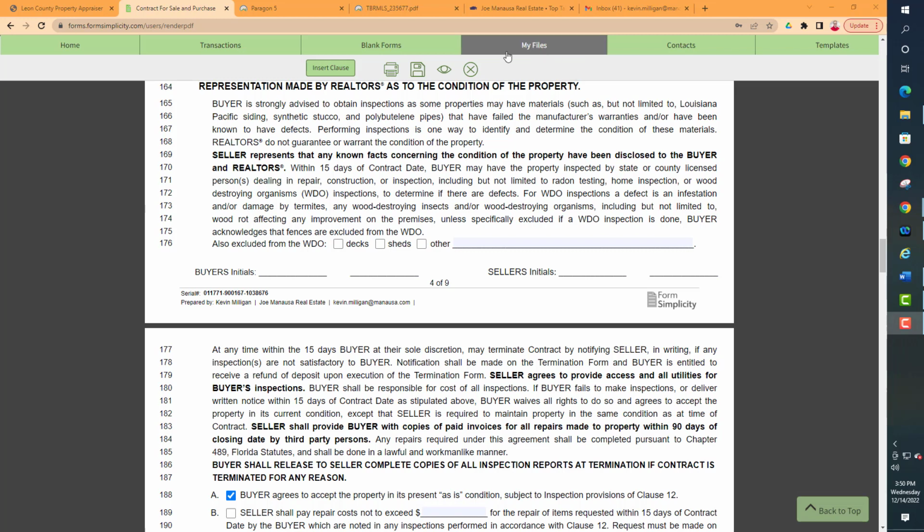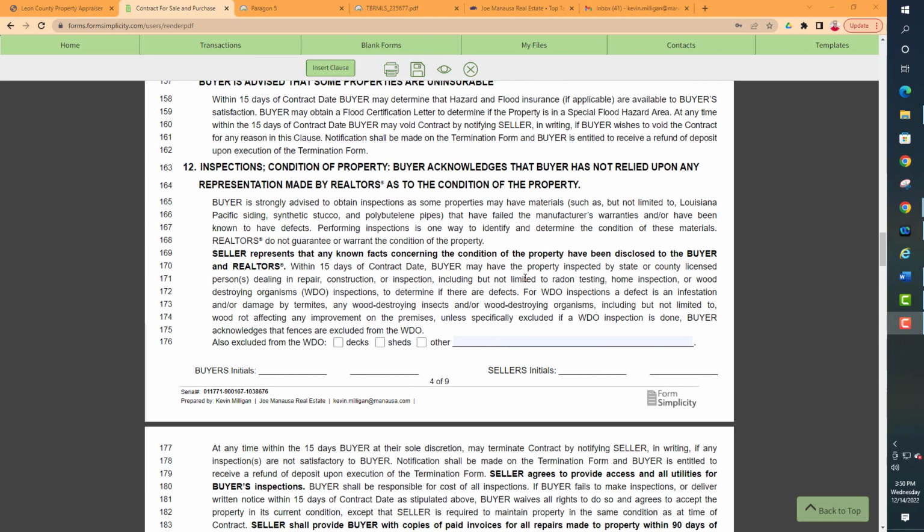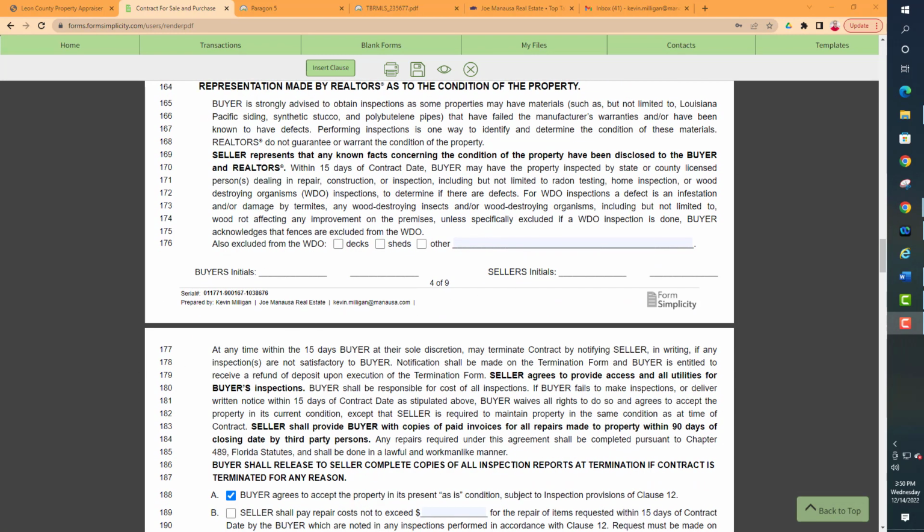Addendums can be found in the blank forms section here in Form Simplicity, and the language that you need to be put into the contract or onto that addendum can be found on the share drive, or talk to me, and I'll point you in the right direction. And that concludes Section 12A of the Contract for Sale and Purchase.